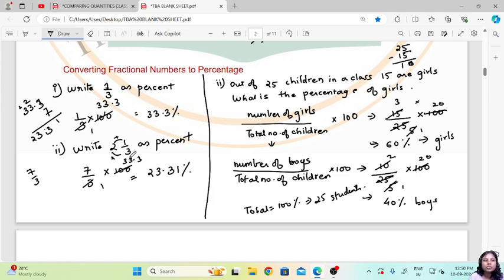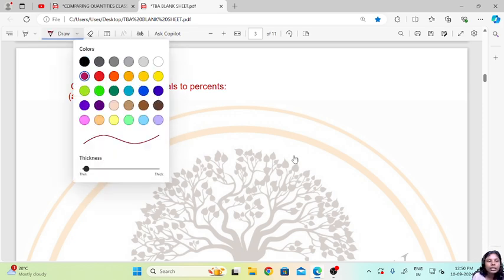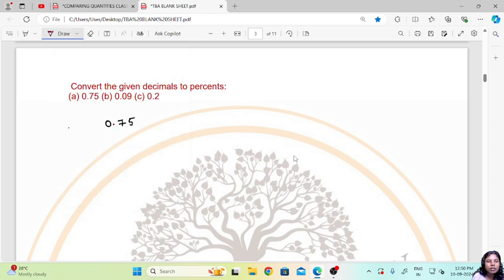Okay. So like this we can convert fractional numbers and find the percentage. Now say we have to convert the given decimals to percents. So in this case we have 0.75. Now we have already learned how to shift a given decimal. So if this is the decimal, I am shifting it twice. So 1 and 2. So this I will write as 75, because the decimal has been shifted.